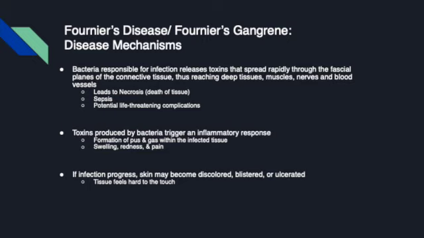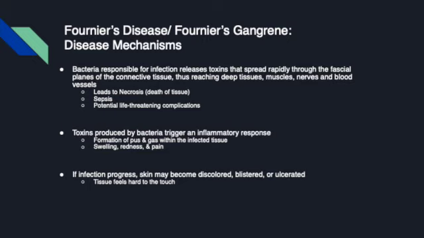The toxins produced by the bacteria also trigger an inflammatory response, leading to the formation of pus and gas within the affected tissue. This can cause swelling, redness, and intense pain in the affected area. As the infection progresses, the skin in the affected area may also become discolored. It could become blistered or ulcerated, and the surrounding tissue may feel hard as well.